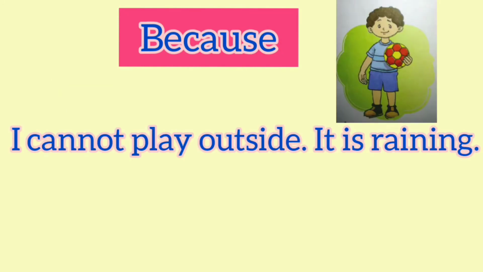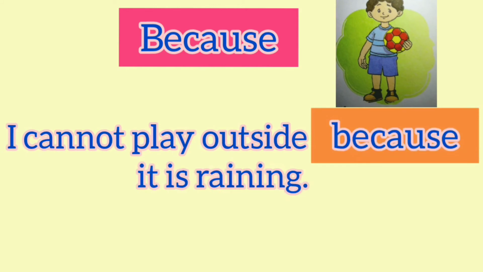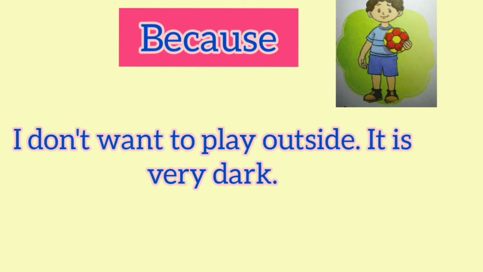Next joining word is because. We use because to give a reason for an action. For example, I cannot play outside, it is raining. So let's see how can we join these two sentences by using because. I cannot play outside because it is raining.